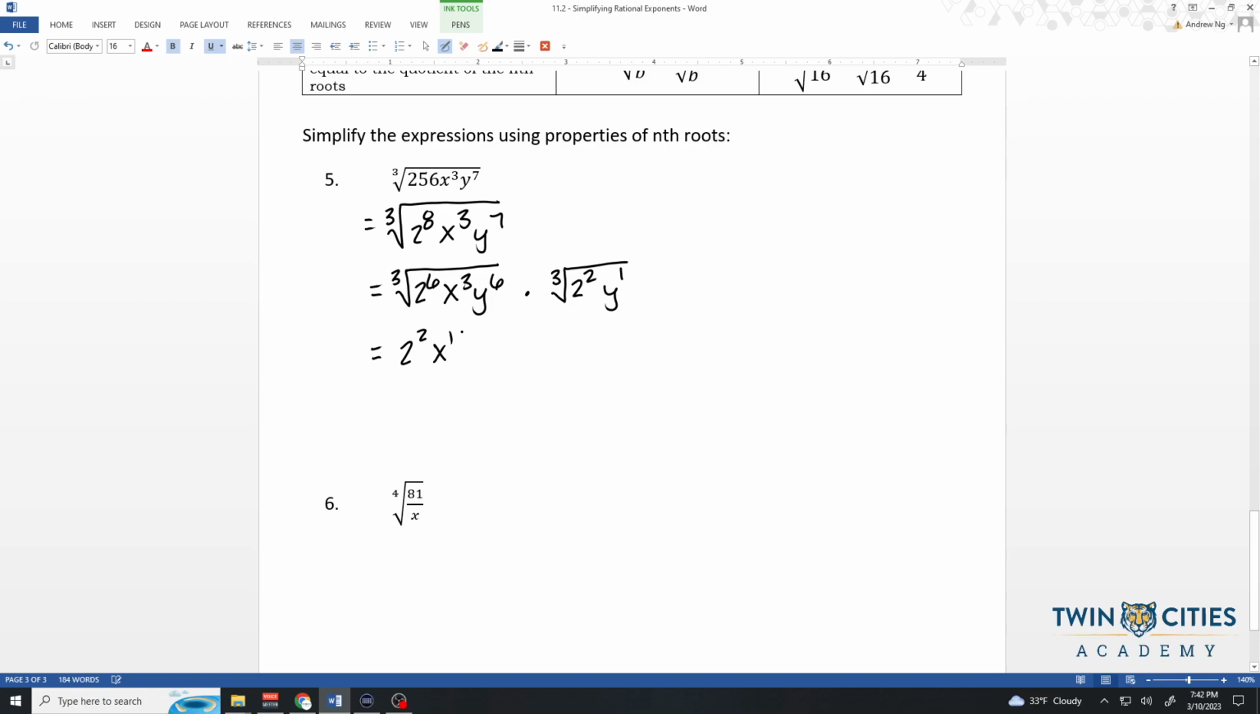X to the 1st power. Y to the 6 divided by 3 is 2. Y to the 2nd power. And I'll still have over here hanging out the cube root of 2 squared and y to the 1st power. Well, this is 4x y squared times the cube root of 4y.